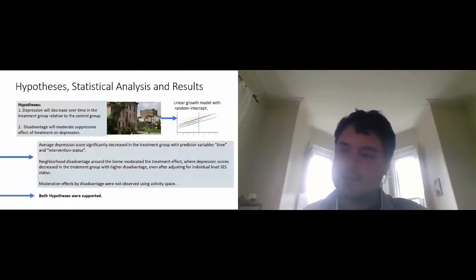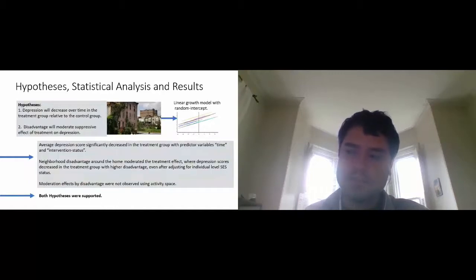So our study had 2 hypotheses. First, we hypothesized that depression will decrease over time in the treatment group relative to the control group. And the second, that the suppressive effect of the treatment on depression will be moderated by disadvantage, where the treatment effect will be stronger for subjects living in more disadvantaged neighborhoods.